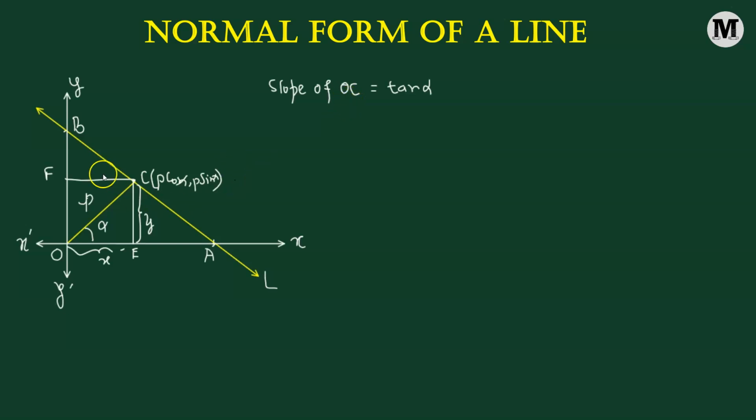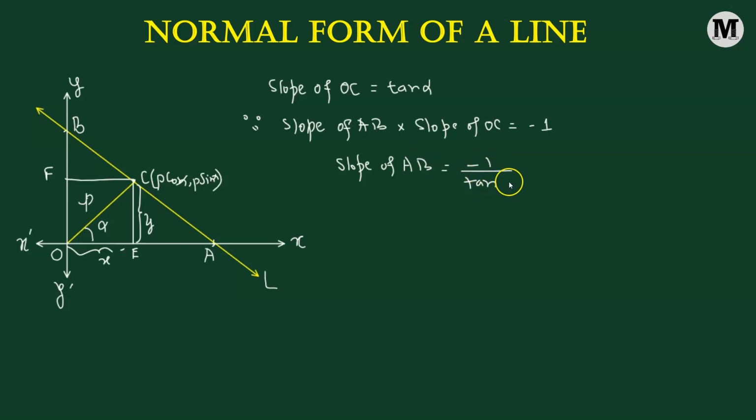Now that we have the slope of OC, we can also find out the slope of the line L, or we can say the slope of AB. Since slope of AB times slope of OC is always going to be equal to -1, because when we have two perpendicular lines, the product of their slopes always equals -1. Since we have the slope of OC, we can substitute it with tangent of alpha, and that's going to help us obtain the slope of AB. So slope of AB is simply going to be equal to -1 divided by tangent of alpha.